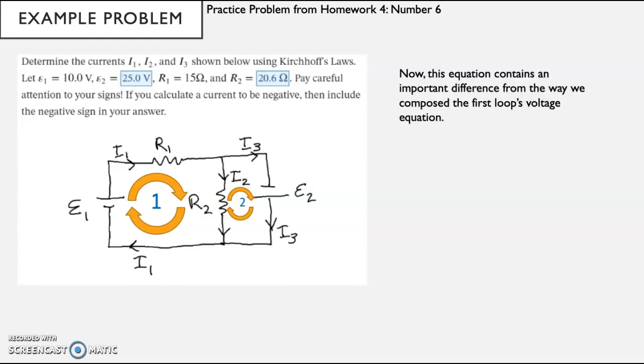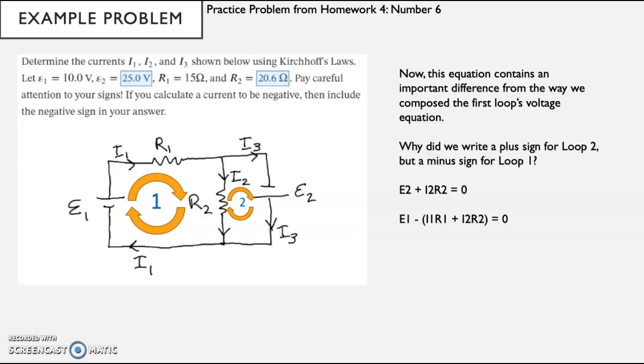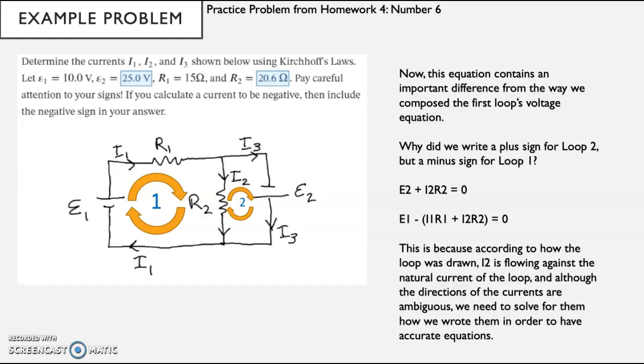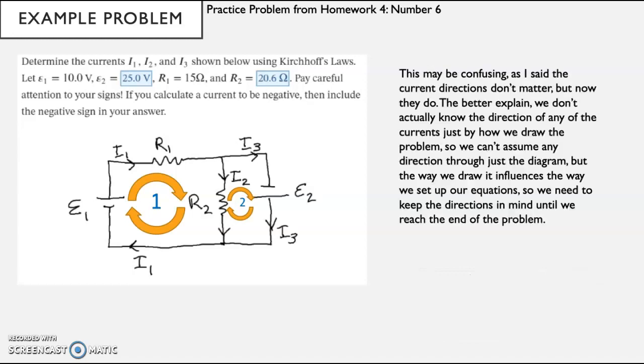Now, this equation contains an important difference from the way we composed the first loop's voltage equation. Why do we write a plus sign for loop 2, but a minus sign for loop 1? This is because, according to how the loop was drawn, current 2 is flowing against the natural current of the loop. Although the directions of the currents are ambiguous, we need to solve for them and write them in order to have accurate equations. This may be confusing, as I said the current directions don't matter, but now they do.